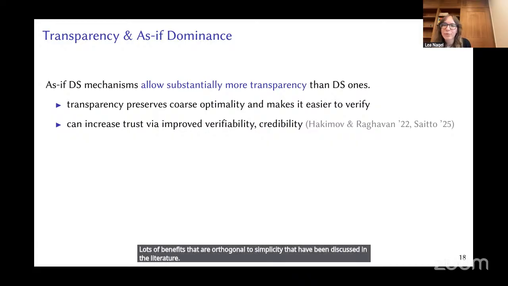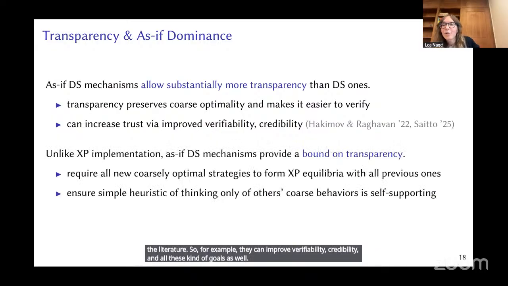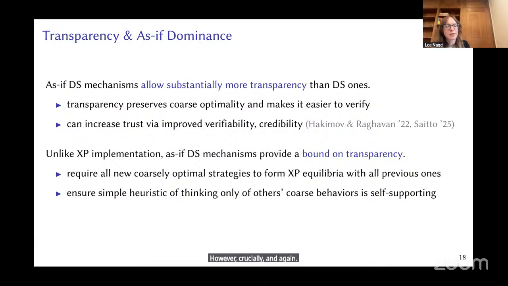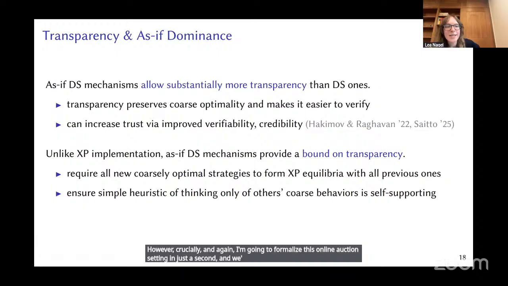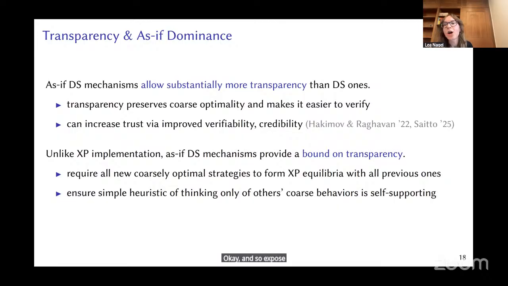So for example, they can improve verifiability, credibility, and all these kinds of goals as well. However, crucially, and again, I'm going to formalize this online auction setting in just a second, and we're going to see this very precisely, as-if dominant strategy mechanisms are going to provide a bound on how much transparency you can provide. And so ex post incentive compatibility cannot do that.